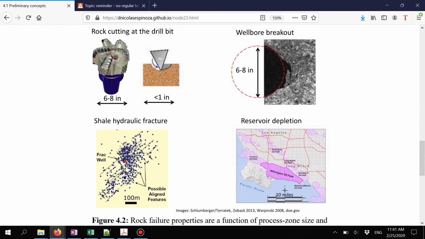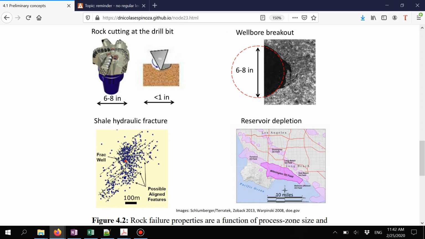and it's also going to be very important to understand what is the size of that failure zone. It's not the same to consider the property of a rock at a very small scale, like in this example on the top left, in which we have an example of rock cutting at the drill bit. In most of these cases, we are failing the rock matrix, and we want to understand what are the failure properties of that rock matrix.